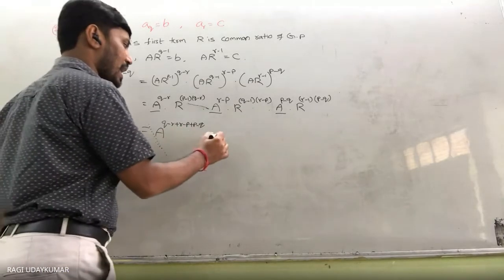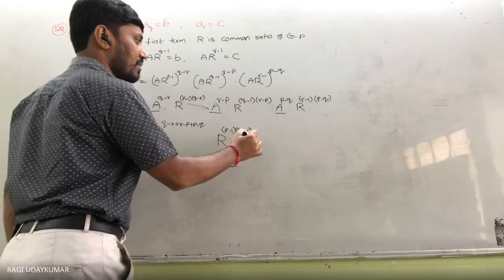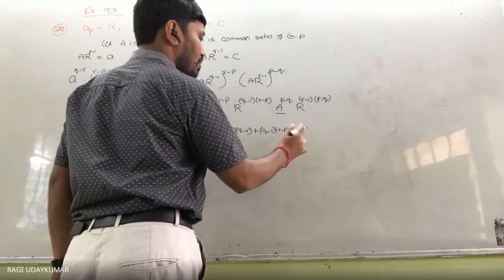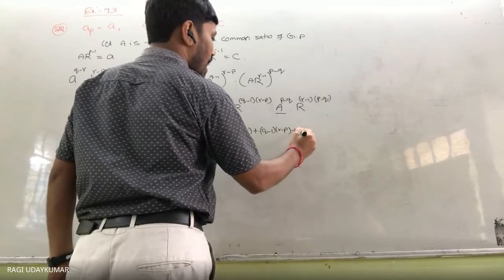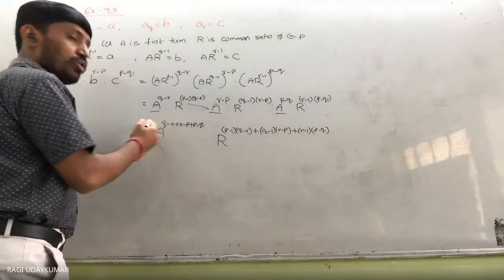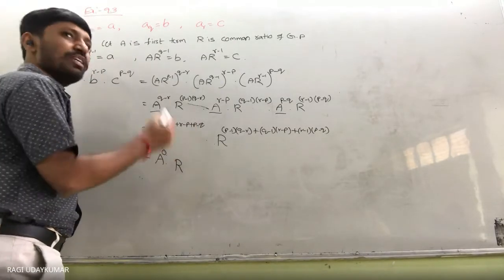So, which is a power also. p minus 1 into q minus r plus q minus 1 into r minus p plus r minus 1 into p minus q. ये पूरा जीरो हो जाएगा. a power 0, ये भी 0 हो जाएगा.